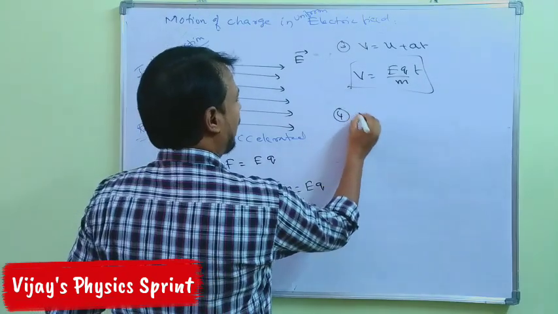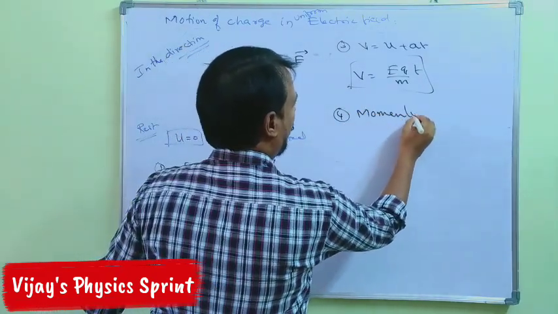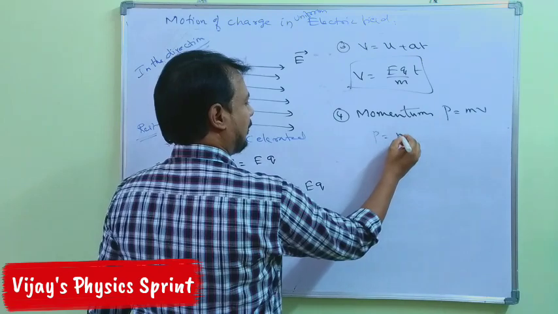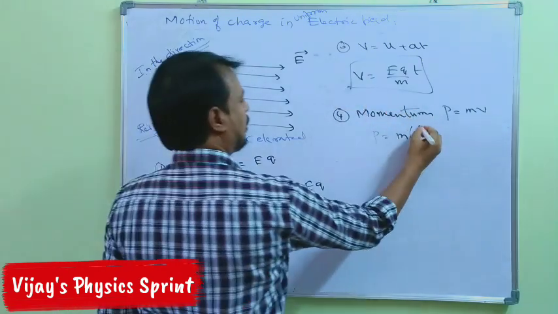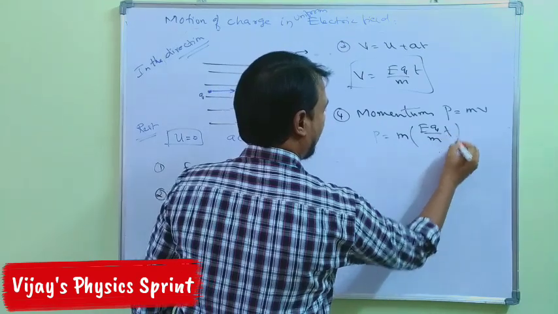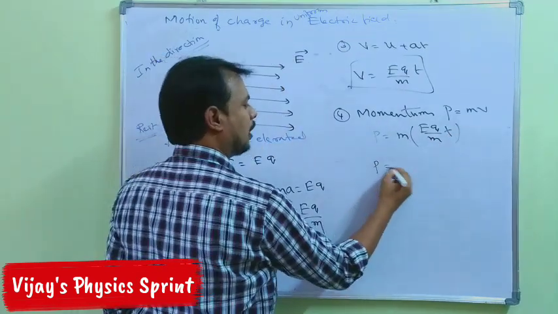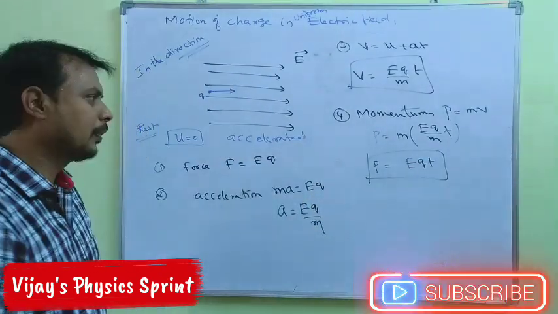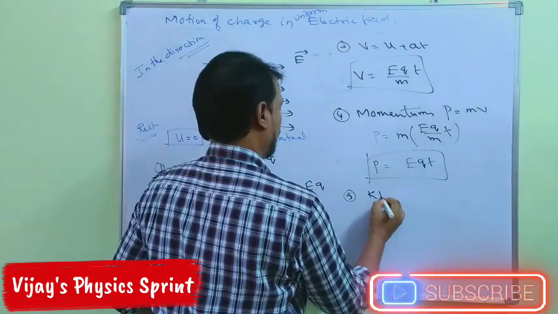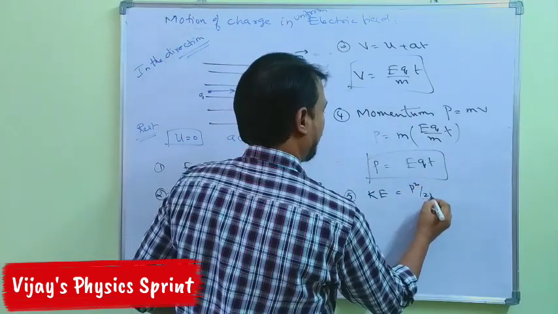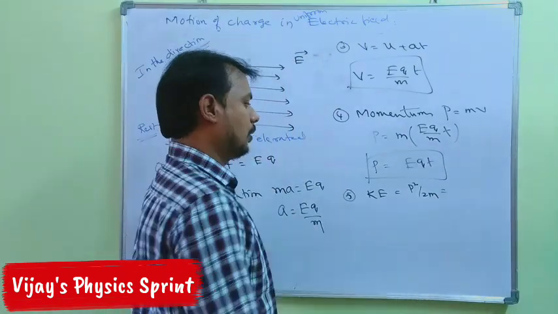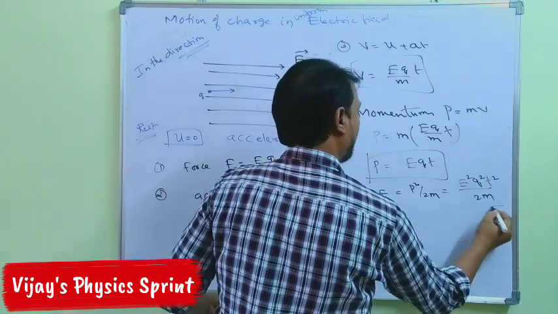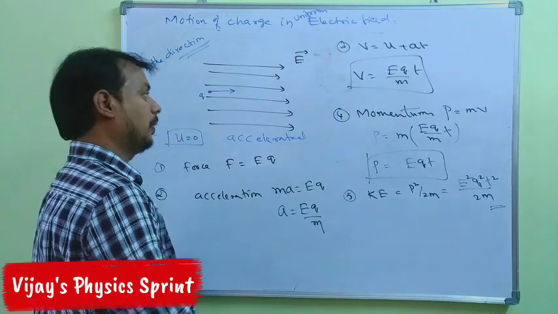Next, what is the momentum? Linear momentum is nothing but mass into velocity. So the mass of the charge is m, and the velocity, just now we calculated, is EQ by m into t. Of course, m is going to be cancelled out. Then momentum becomes EQt. This is the momentum. Next, what is the kinetic energy of the charge? Kinetic energy is half mv square or p square by 2m. So p square is E square Q square t square by 2m. This is the kinetic energy of the charge.